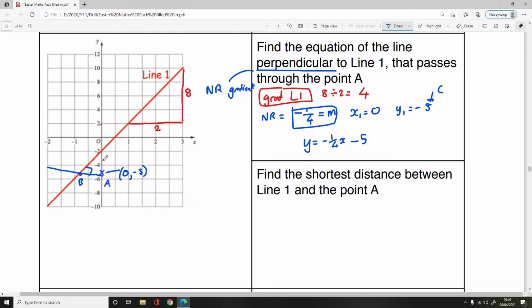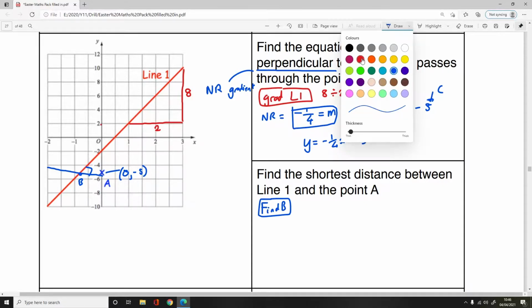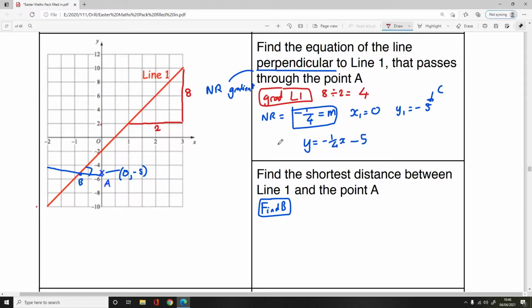And for that, we could essentially think about a little triangle maybe. Now we're going to have to find the point B, aren't we? So let's say that. Find B. Now the way we find where any 2 lines intersect is by setting their equations equal to each other. Now we know the equation of the line that goes from A to B, because that's what we did up here. But we also want the equation of line 1.